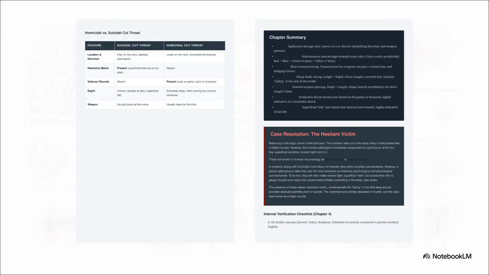So the crucial point here is looking for behavioral evidence that is physically written on the body. A homicide victim fights back, right? So we look for defense wounds. These are instinctive sharp trauma cuts found on the palms of the hands or the backs of the forearms as the victim desperately tries to block the blade. A suicide victim obviously doesn't have these. Instead, they have something entirely different. Hesitation marks. These are superficial little trial cuts usually found right at the start of the fatal wound.